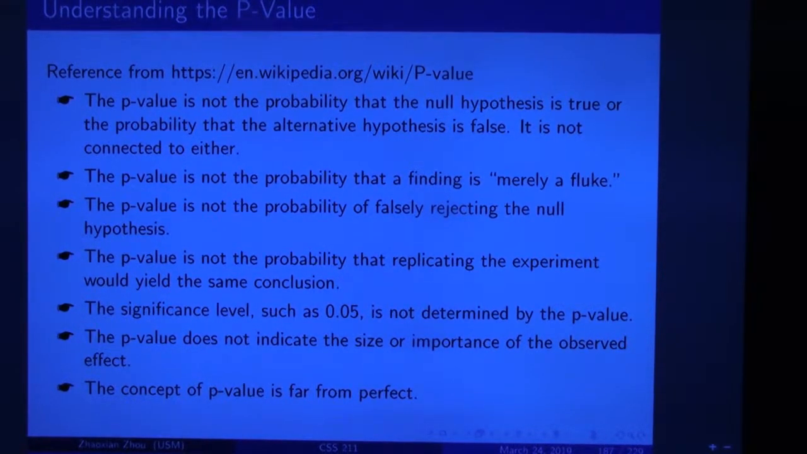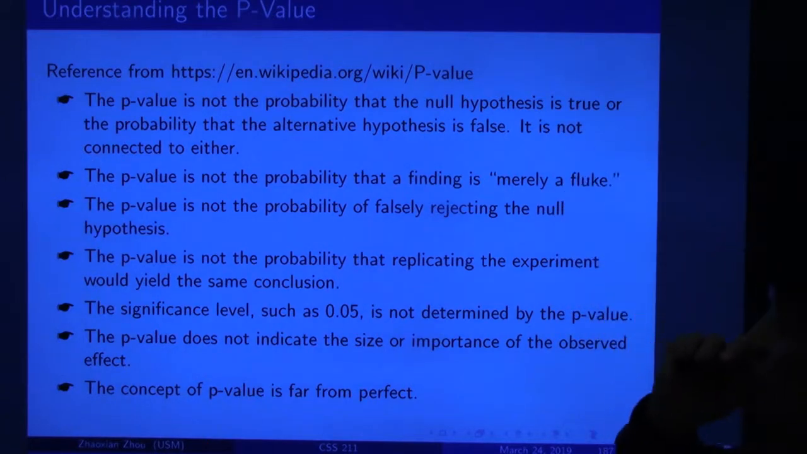In the last unit, we discussed the p-value. The concept is so important that we need to recall and review it here. I get this from Wikipedia, and there are some other online discussions about the p-value. First, the p-value is not the probability that the null hypothesis is true or the probability that the alternative hypothesis is false. It's not connected to either.